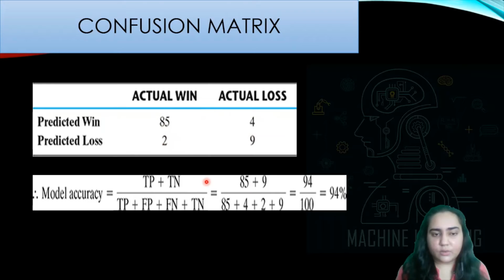And we can just put those values in our accuracy formula, and we can get 94 by 100, which would be 94%. Okay.